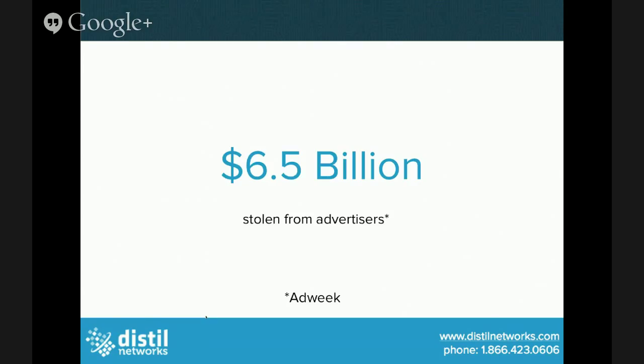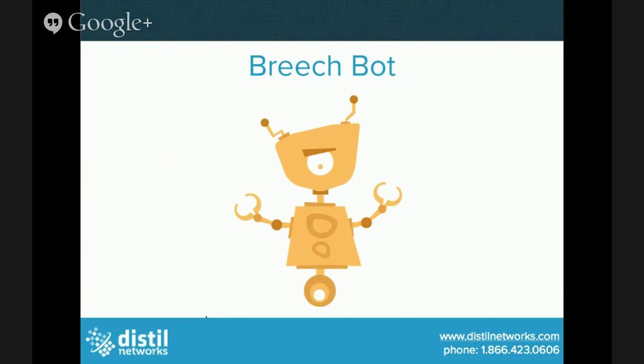Now, Adweek says that click fraud alone is over a $6 billion problem. When we talk about click fraud and how it hurts the advertising community, it's $6 billion that's going to waste to these organized crime units. So that in itself is a huge problem.